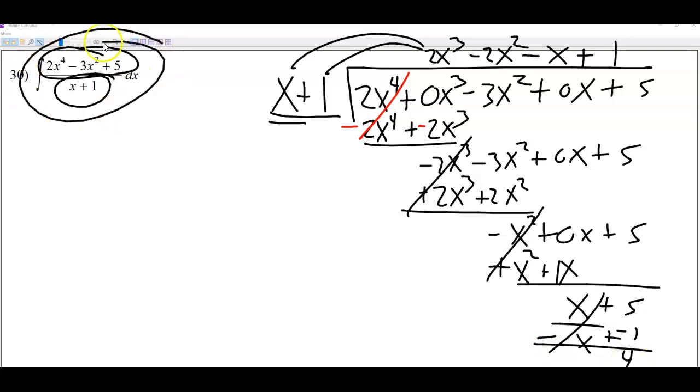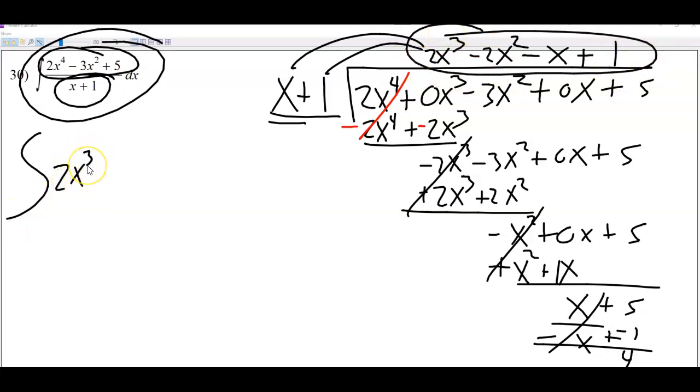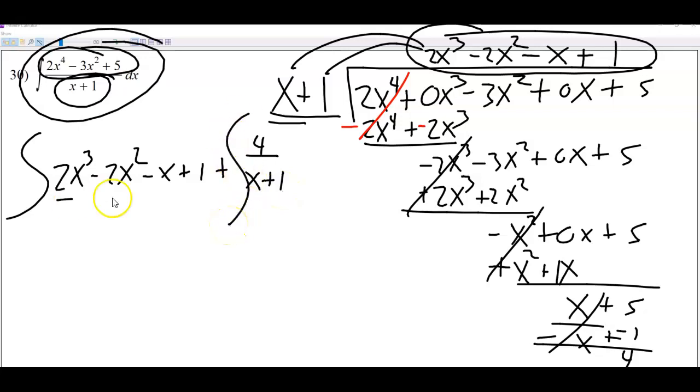So now we're going to rewrite this integral as our result here. 2x cubed minus 2x squared minus x plus 1 plus our remainder, which is 4 over our divisor. Now when we do this integral, I'm going to integrate this last piece separately from the other ones because the rule's a little bit different. Those first 4 terms are all just power rules, so that's where you add 1 to the power and divide by that value.